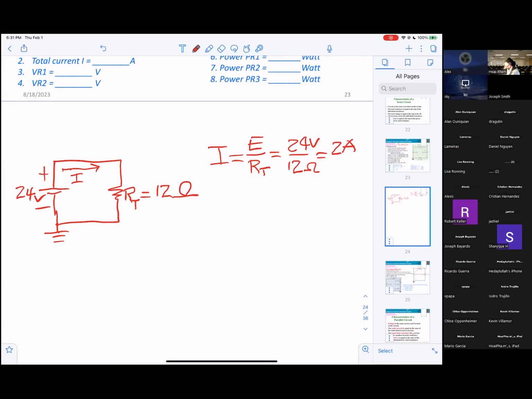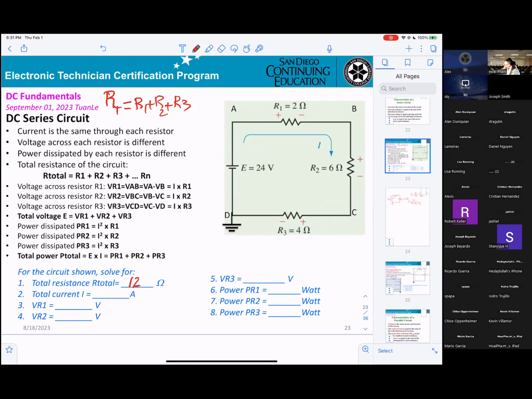You can do the same thing. If you say, okay, I total equals E divided by R1 plus R2 plus R3. Same thing. The current we calculate will be 2 amps.